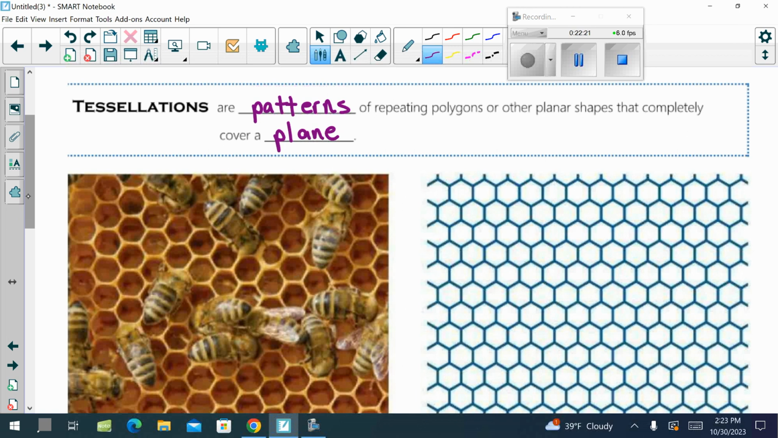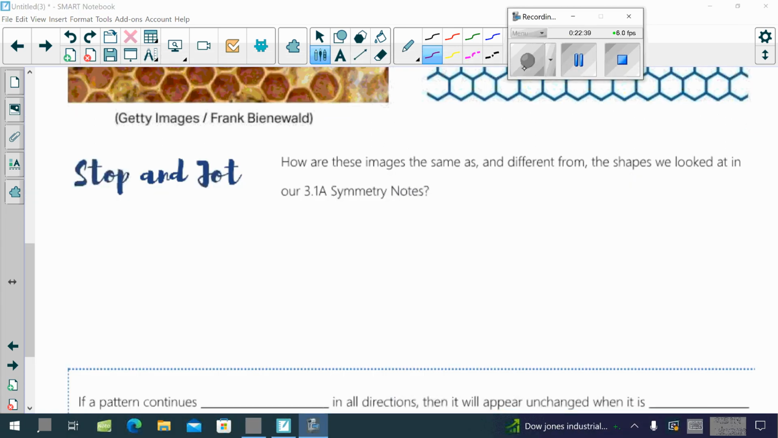Stop and jot, so take a minute to yourself. How are these images the same as and different from the shapes we looked at in the first half of notes? So take a second, write down how they're similar and how they're different. Go. All right, what did you guys say? Someone give me an example of something they put.